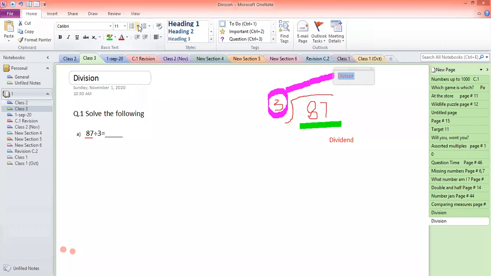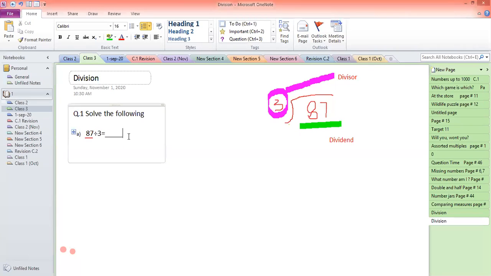So these terms you should know. I repeat again: what is dividend and what is divisor? Dividend is the number which you are going to divide. You are going to divide 87 here, so 87 is the dividend. And the divisor is the number by which you are going to divide the dividend. You are going to divide 87 by 3, so 3 is the divisor and 87 is the dividend. Now let's solve this question.